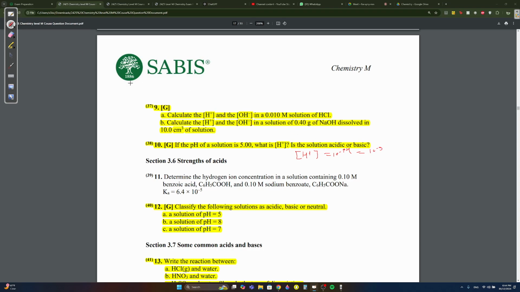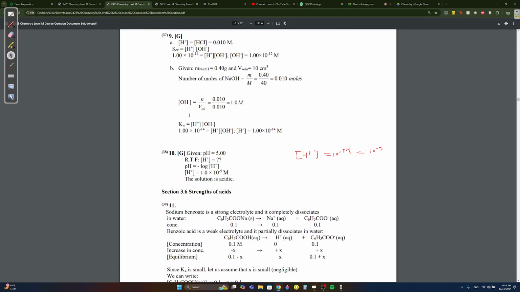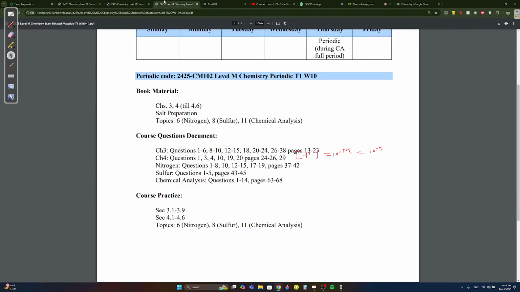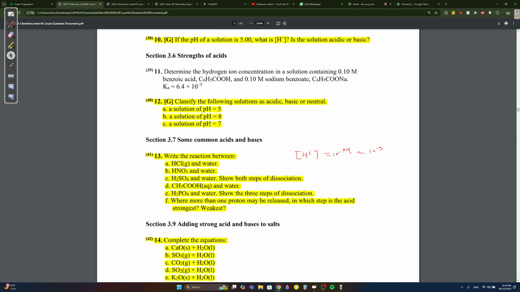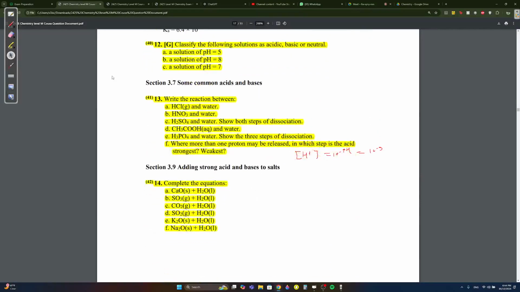Is the solution acidic or basic? If the pH is less than 7, then it's acidic. Question 12. Classify the following solutions as acidic, basic, or neutral. It's very easy. Obviously, pH 5 is acidic, pH 8 is basic, pH 7 is neutral.